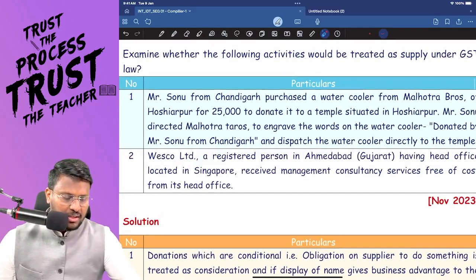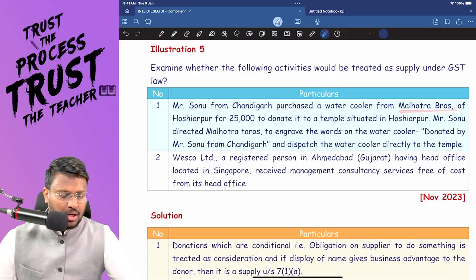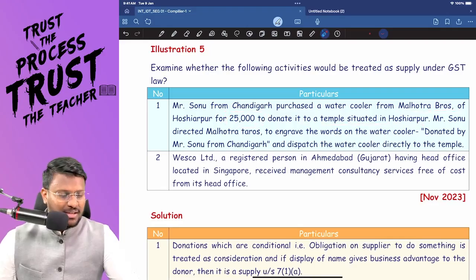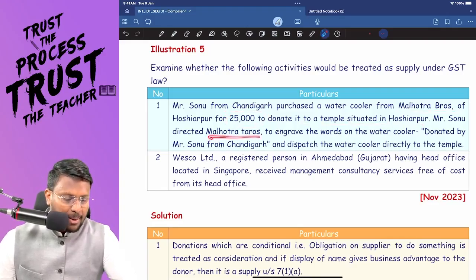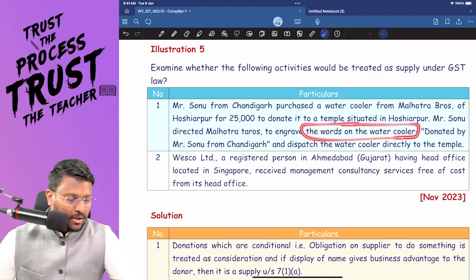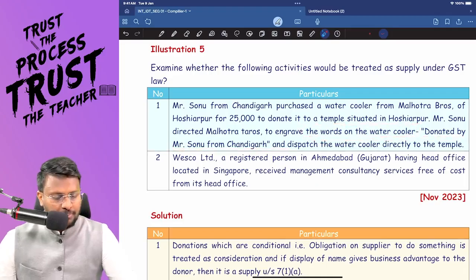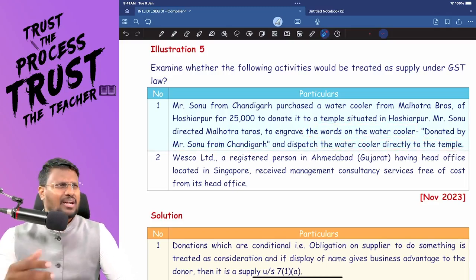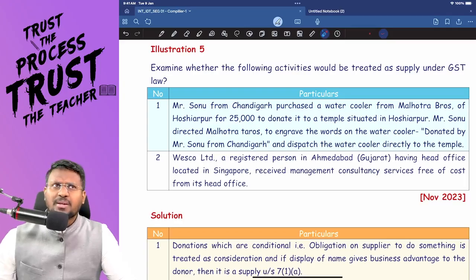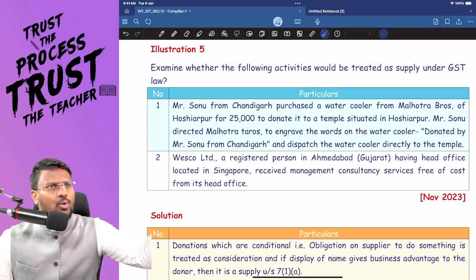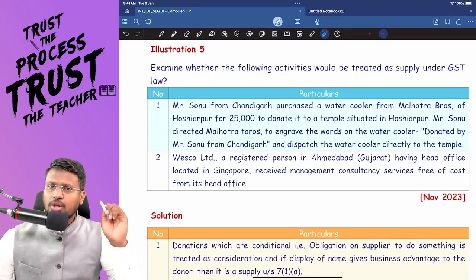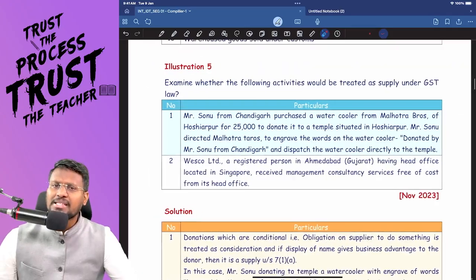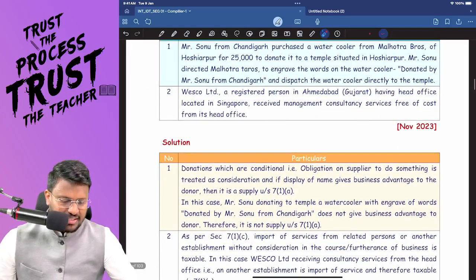Mr. Sonu from Chandigarh purchased a water cooler from Malhotra Bros of H for rupees 25,000 to donate it to a temple situated in H. Mr. Sonu directed M to engrave the words "donated by Mr. Sonu from Chandigarh" on the water cooler and dispatch it directly to the temple. It's a different transaction. Sir, you are going to a shop and buying a water cooler and donating it to the temple, and you tell the shop owner to mention your name. That means you are getting some advertisement, right, sir?